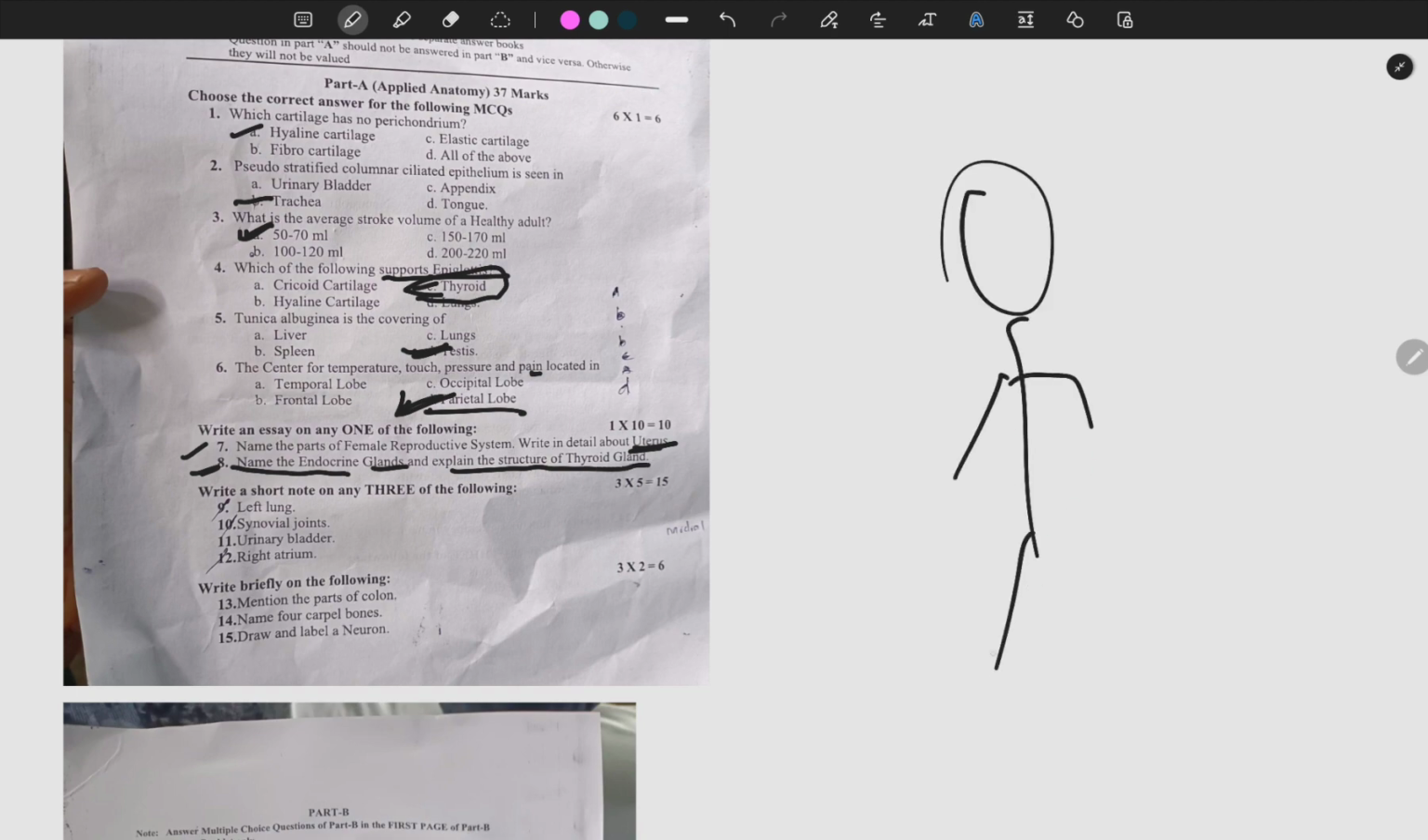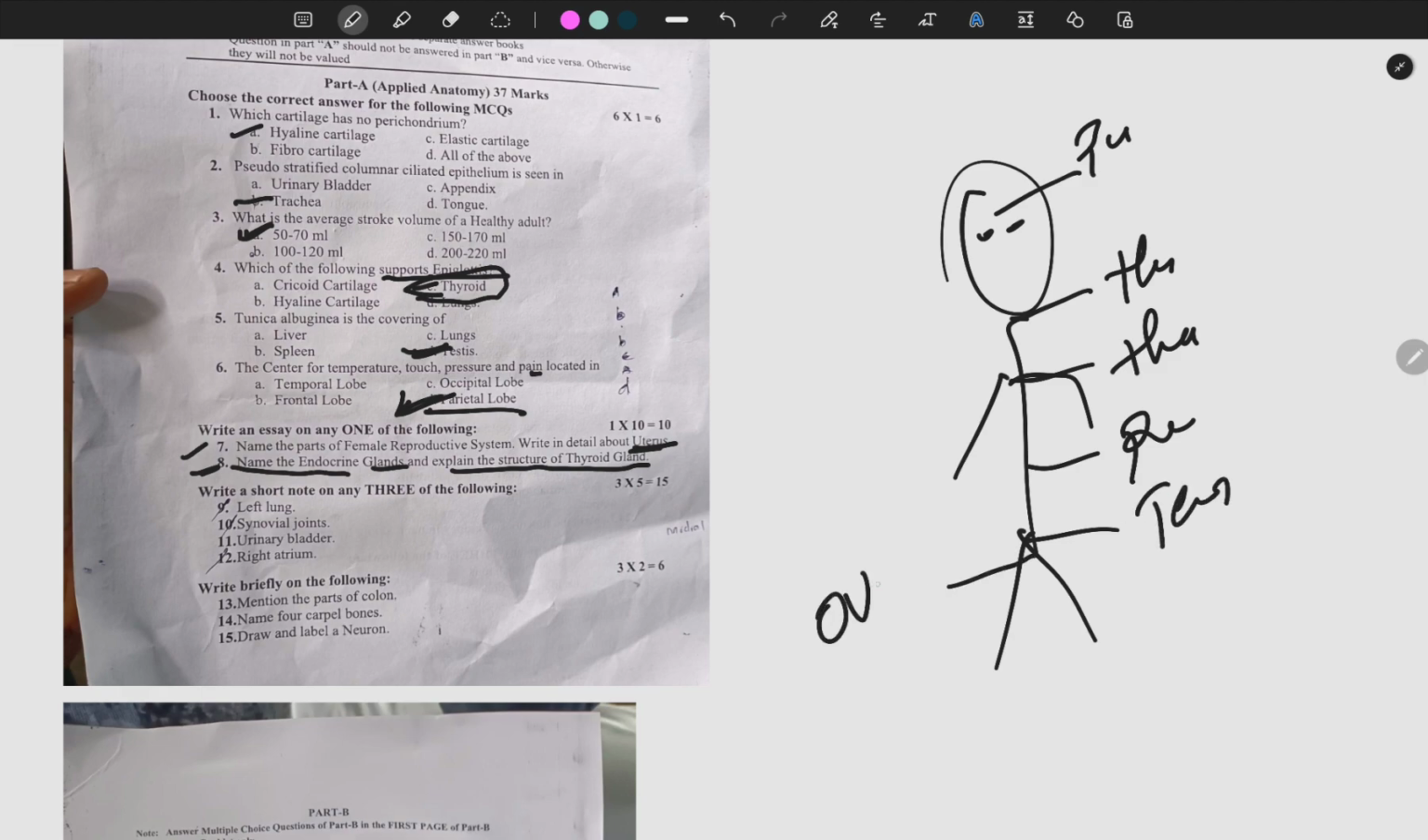So next one is the eighth question. Name the endocrine glands and explain the structure of the thyroid gland. In our whole body, which glands are present? For example, here we have the pituitary, here we have the thyroid, thymus, adrenal glands, testes, and ovaries. Sorry, here we have the pancreas and the liver. These are all the glands present in our body, you have to mention, and then you have to write in detail about the thyroid gland.